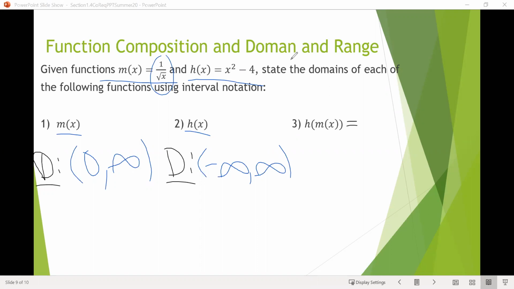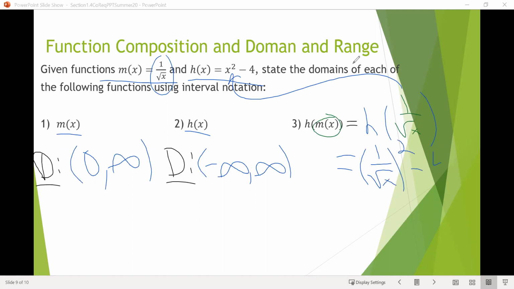Now they want us to find a composition of functions. Notice in this case, m is the inside function, so that's the one that needs to get plugged into the function h. We can write this as h of, instead of m of x, what the formula is, which is 1 over square root of x. Now that 1 over square root of x is going to get plugged in for x in the formula for h. So it becomes 1 over square root of x, squared, minus 4.